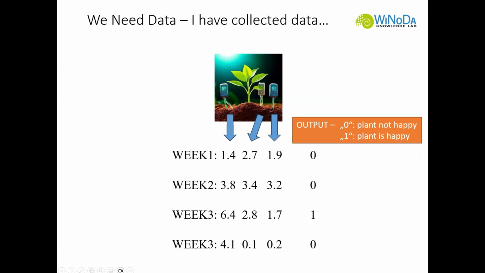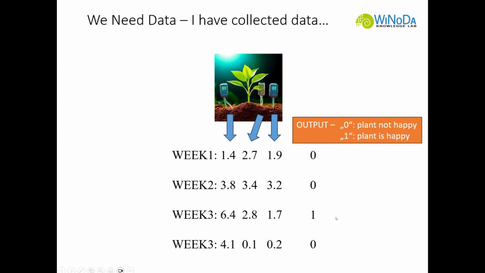Okay. And then I collected some data over the last couple of weeks. I can also make it daily, whatever you want. So I always wrote down the numbers on my sensors here, and I wrote down the plant was not happy for the first 2 weeks, and then week 3, I changed something, and my sensors showed these values, and my plant was happy. And then again, I changed something, and the sensors showed this, and my plant was unhappy again. So just data, right? I collected it. I have some numbers now every week, and I know which class it is, a happy plant or a not so happy plant.